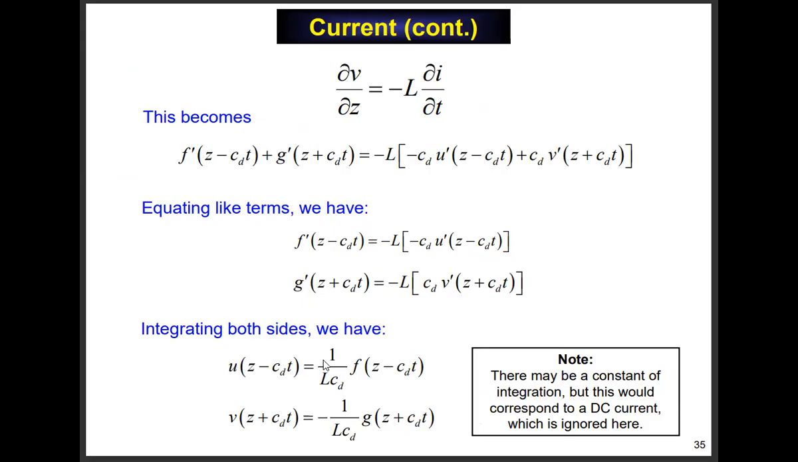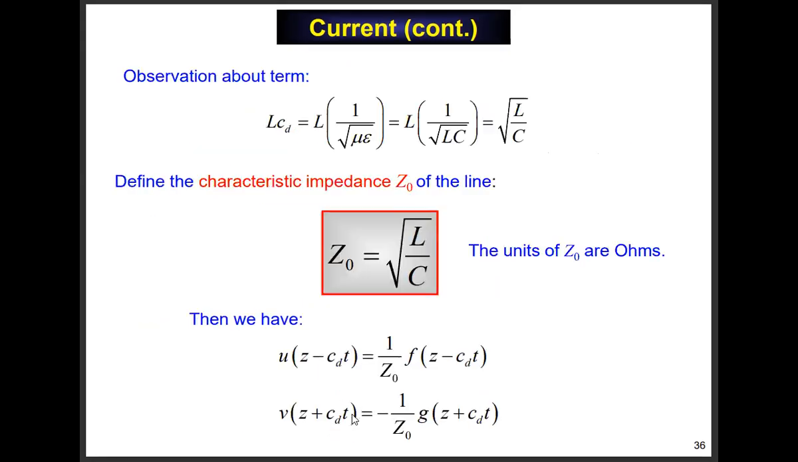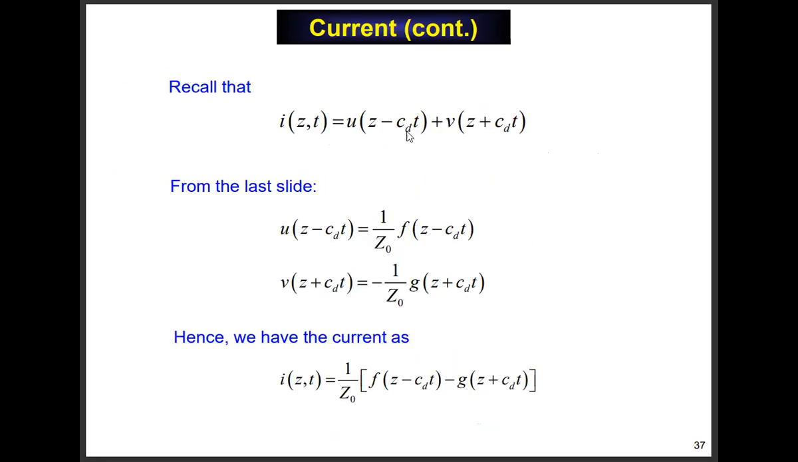So the U and the F, the wave going in the positive Z direction, does not have a minus sign. But for the wave going in the negative Z direction, there's a minus sign here that relates the V to the G, the current to the voltage. Okay, so don't forget that minus sign. That's important there.